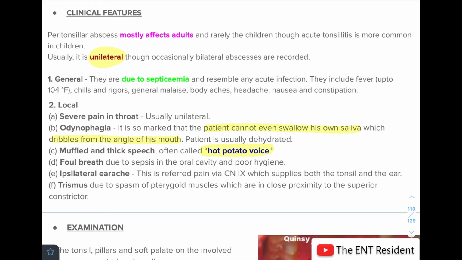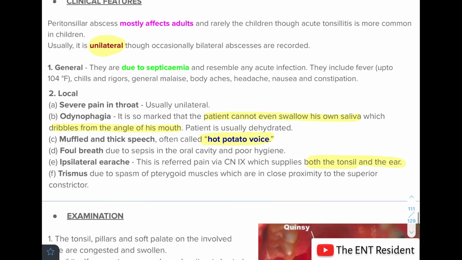Patient might have ipsilateral earache. This will be a referred pain via the glossopharyngeal nerve which supplies both the tonsil and the ear. And also the patient may have trismus due to spasm of the pterygoid muscles which are in close proximity to the superior constrictor. So these are all the symptoms that the patient will be presenting with.